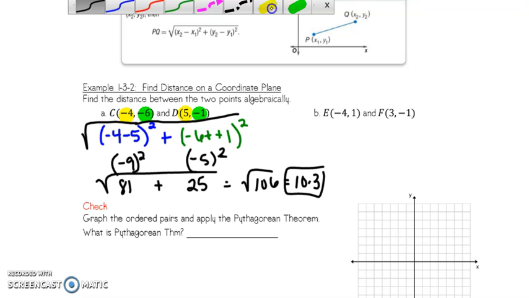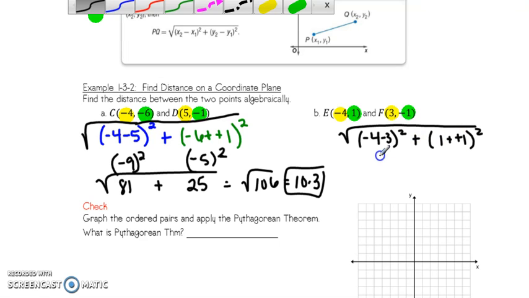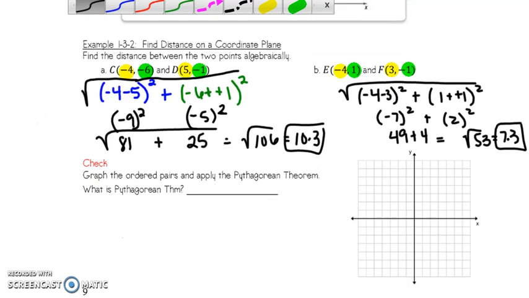So let's try this one on your own. You're going to subtract your x's and square them, subtract your y's and square them, and then add them together. Make sure they're both positive values, and then take the square root. And hopefully you got 7.3 for your answer for letter B.